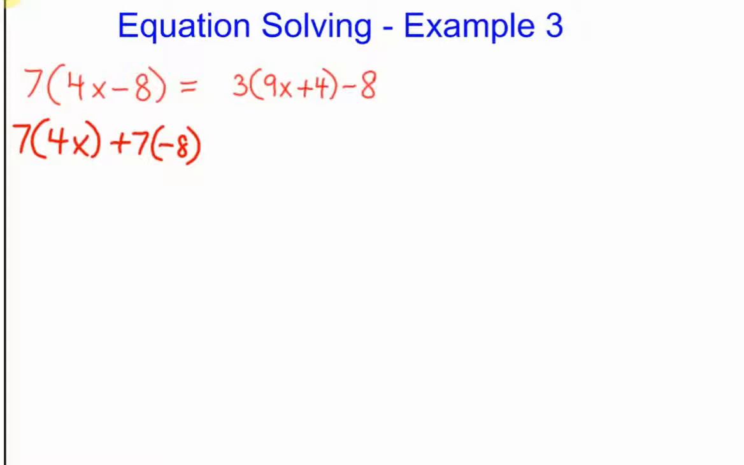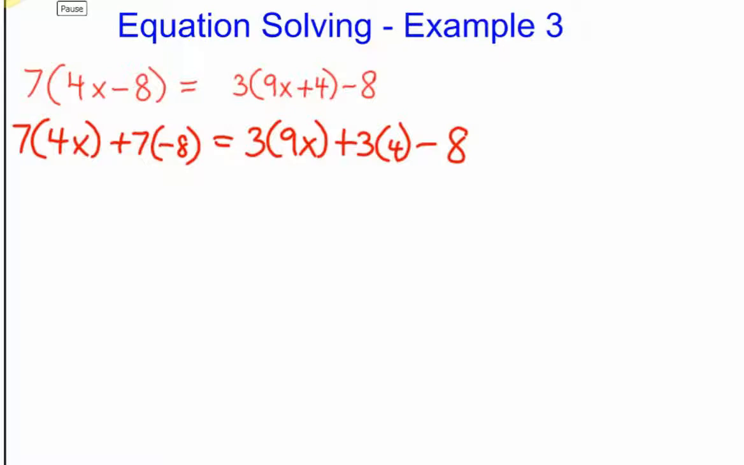So that's 7 times 4x, and it's also 7 times negative 8. On the right-hand side, we got 3 times 9x, and then 3 times 4. Now if you're looking at that negative 8 and you're wondering, what do I do with that? Well, it's not getting multiplied by the 3, so it's just subtract 8 afterwards.